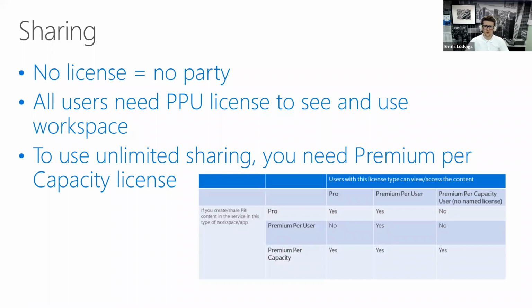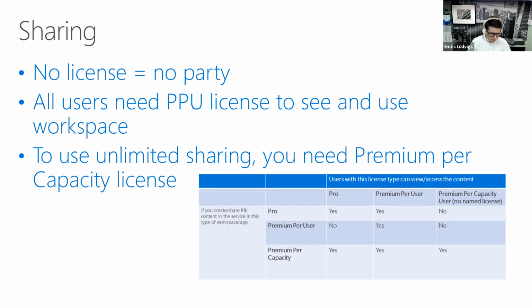Maybe it sounds cruel, but I think it's built that way on purpose, because premium per user is for specific use cases when you need to analyze a really big amount of data, and you need to build specific reports or dashboards, so not everyone needs to see or use them. And if you want unlimited sharing, then you need the premium per capacity license, which is inside Premium.